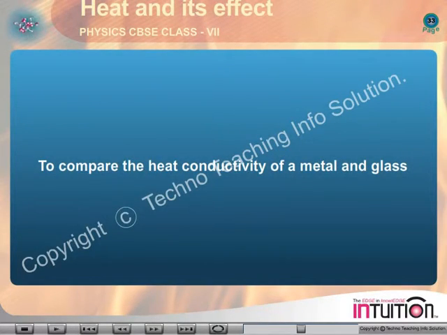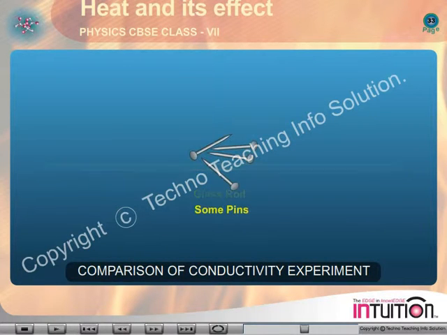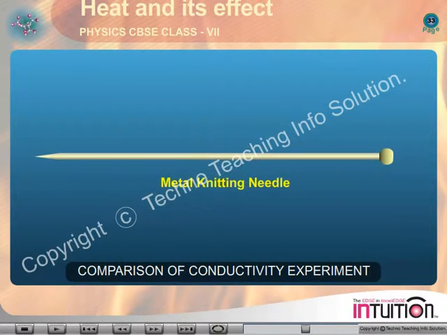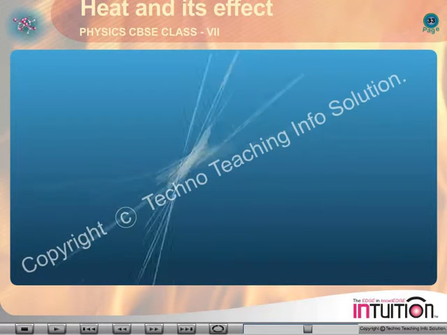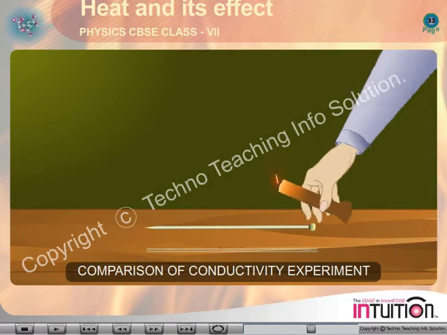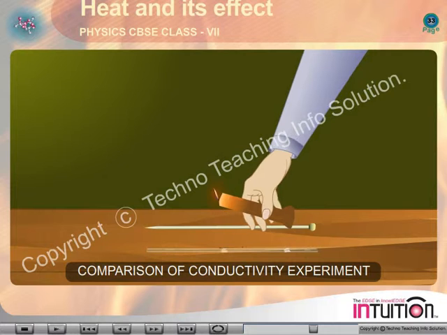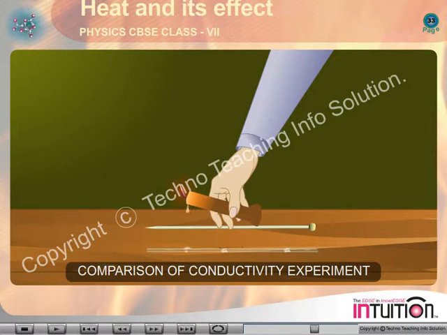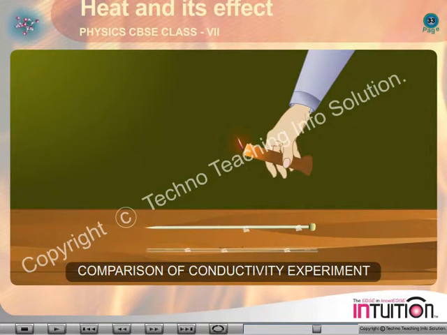To compare the heat conductivity of a metal and glass. Materials taken: a glass rod, some pins, a metal knitting needle, wax, Bunsen burner. Activity: a glass rod and a metal knitting needle of the same length and thickness are taken. Then, a few board pins are fixed in a row along the length of both these rods using a few drops of candle wax.